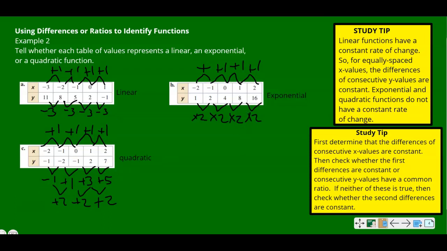All right, so hopefully you can look at the table and you can determine whether it's linear, quadratic, or exponential by comparing the y values. You do need to have a constant rate of change in your x values, but the y values is really going to determine whether it's linear, quadratic, or exponential.